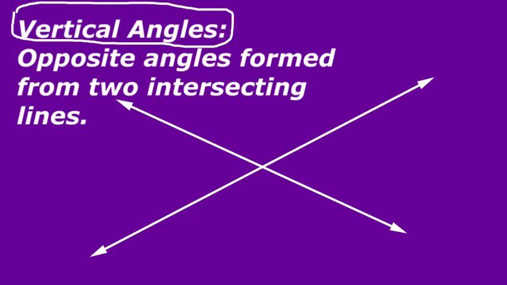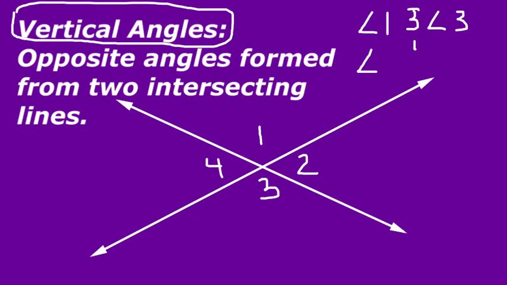So from looking at this diagram, the opposite angles are, for example, 1 and 3. Those are vertical. So angle 1 and angle 3. Now my other one is going to be angle 2 and angle 4. Those are my pairs of vertical angles.